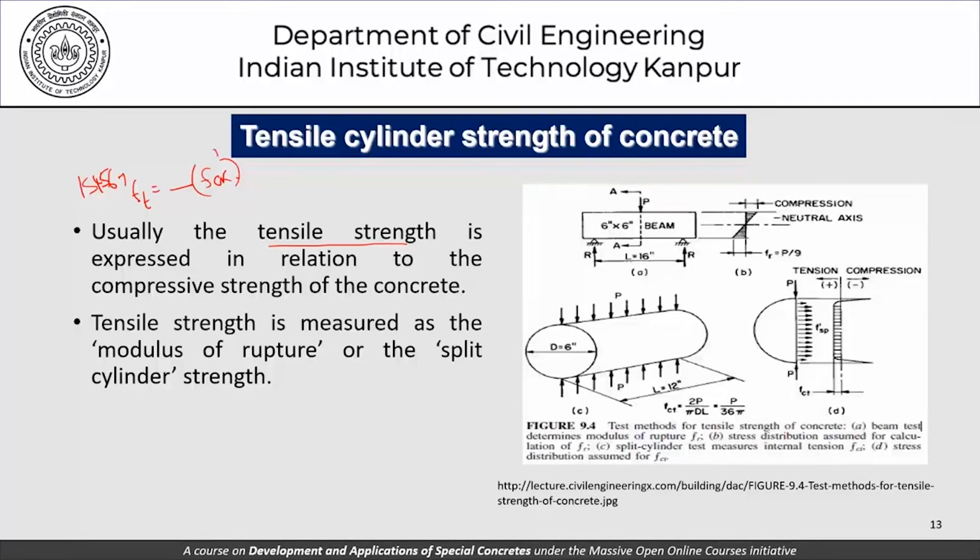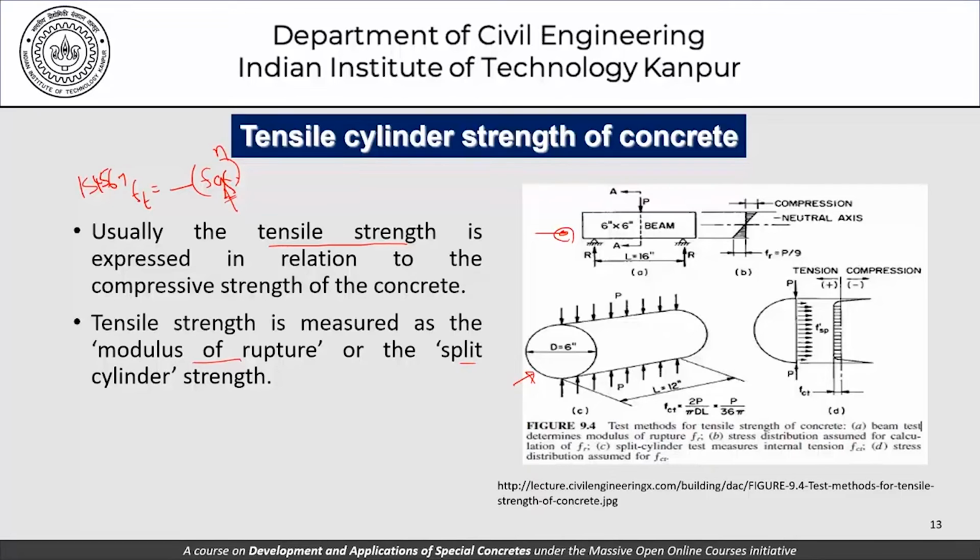As far as experimental determination is concerned, the tensile strength is measured by either some kind of a modulus of rupture measurement, which we often use using beams, or we use a split cylinder tensile strength, which is shown here. Both these values are acceptable. One of the prime examples where this kind of test is prescribed for flexural strength is in the construction of rigid pavements. So rigid pavements is one application of concrete where the flexural strength of concrete is required.